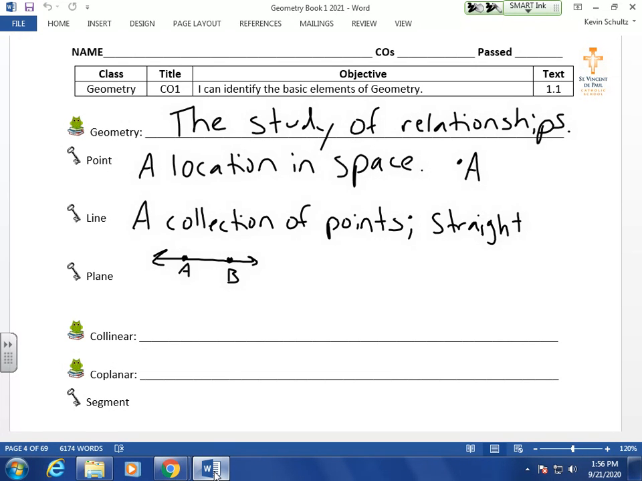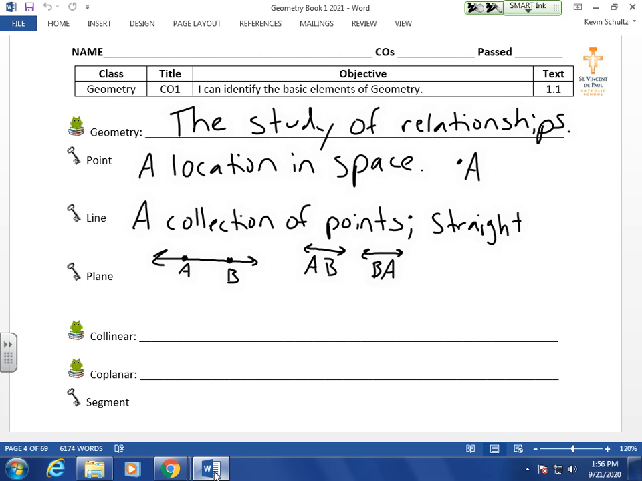To label this, we could call it line AB, which are the points that are on the line with that double arrow notation above it. Okay? That would be the symbol to represent that line AB. We could also call it line BA with, again, that double arrowed symbol above it.